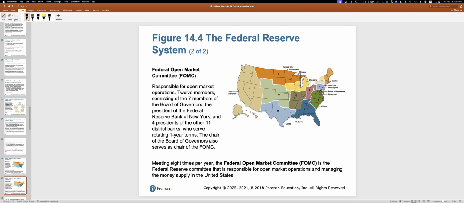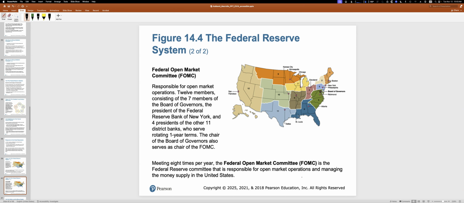And within that Board of Governors, we have an incredibly important committee called the FOMC, the Federal Open Market Committee. What the FOMC does is it essentially determines the interest rate through its open market operations. So the FOMC has 12 people.